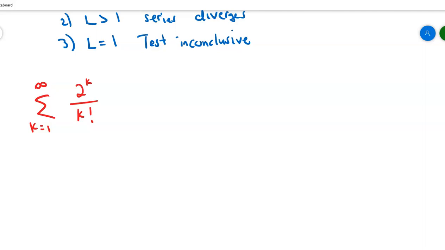Can we use an integral test? I don't know. Can you integrate a k factorial? It is not a p-series, so we can't use the p-series test. So for now, let's try using the ratio test. Now, the ratio test gets messy before it gets better. Here's what it looks like.